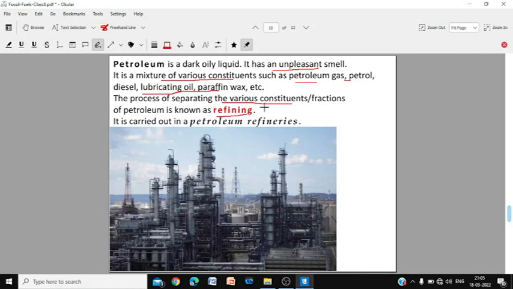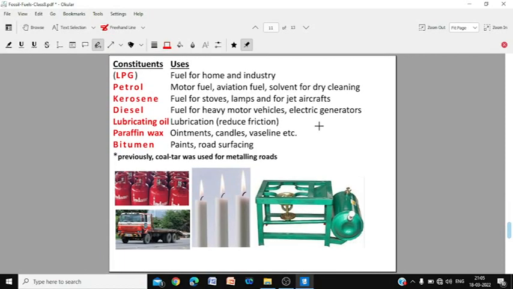So refining means separating the petrol, separating the diesel, separating the lubricating oil, separating the paraffin wax. Separating the constituents from the crude oil is called refining, and it's carried out in petroleum refineries. There's a picture of a petroleum refinery. Now these are the important constituents.